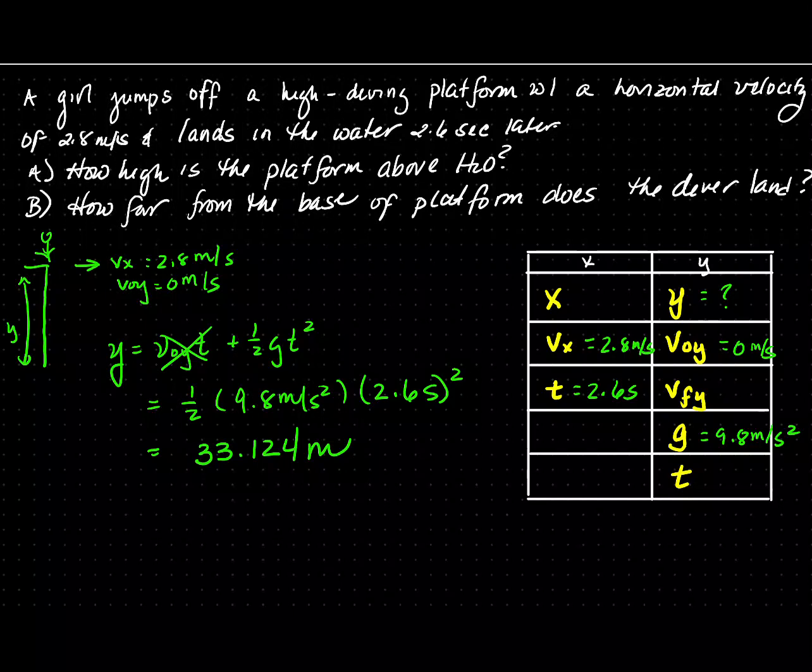In the second part, it asks for how far from the base, so we are looking for the x here. We know in the x there's only one equation because there's no acceleration, so this becomes 2.8 meters per second times 2.6 seconds, which is equal to 7.28 meters.